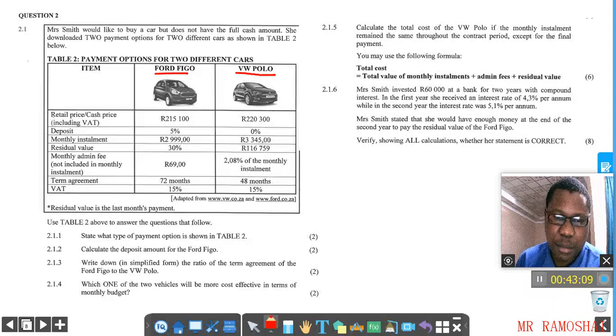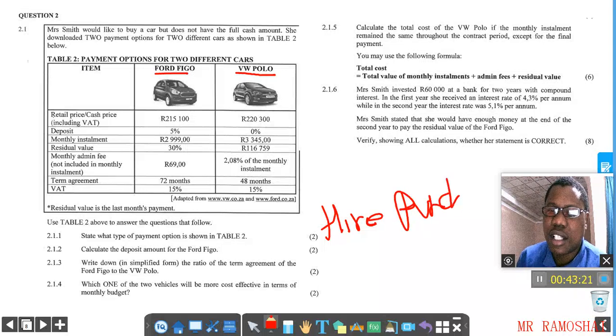State what type of payment option is shown in table 2. Right, the payment option here is simple: hire purchase. Hire purchase, you understand? Someone can come and say balloon payment, you know, you can mention them, you understand? Right, I don't want to dwell much on that. Someone can say monthly installment, yeah, you can mention those. Then let's go to number 2.